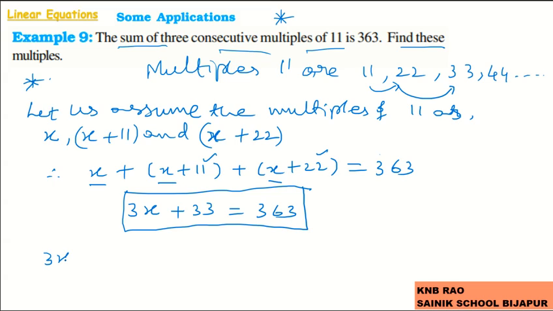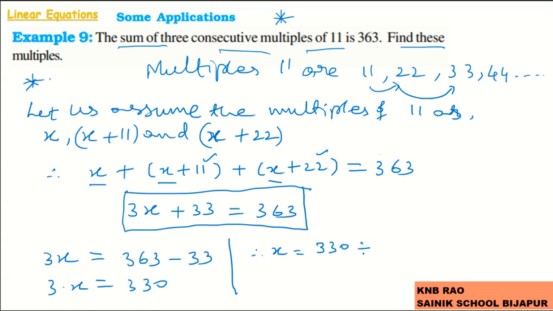So you know how to solve. I am transposing 33. You write the working steps. So 3x equals 363 minus 33, which gives 330. 3x gives you 330. Now here 3 is multiplying, that means a multiplicand. If it comes to this side, it becomes a divisor. Therefore x equals 330 divided by 3. It implies 110 is the value of x.